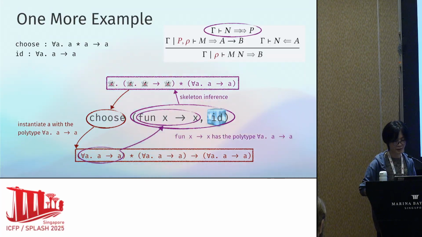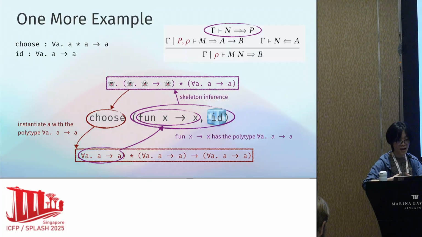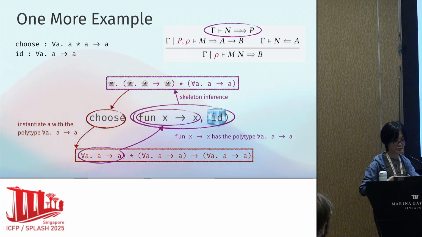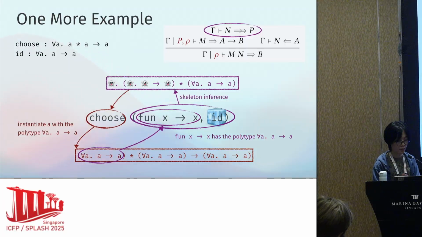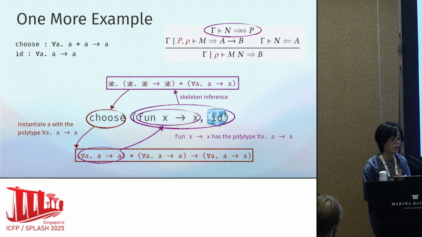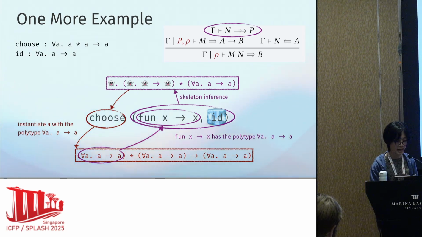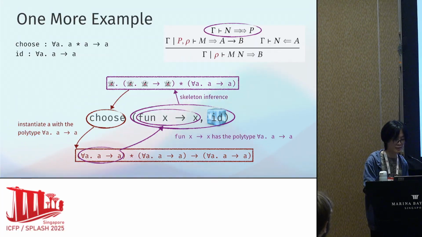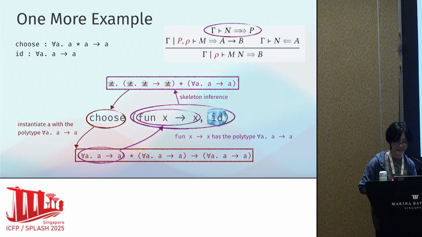And then afterwards, the argument type of the instantiated choose goes back to the argument, which tells us that the first component of the argument, from X to X, should have type for all A, A to A. So there is an implicit introduction of the quantifier A.